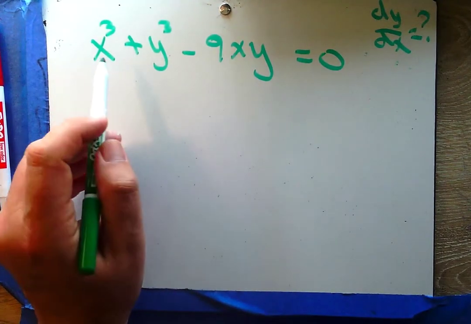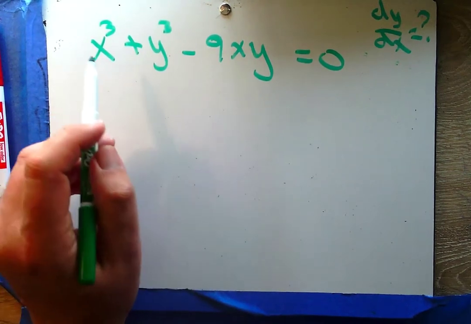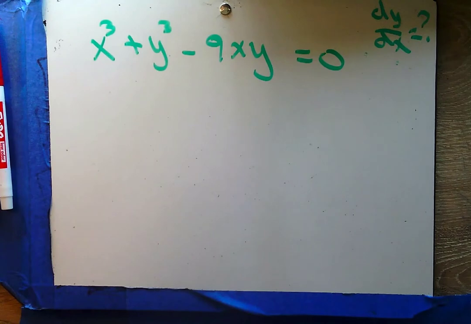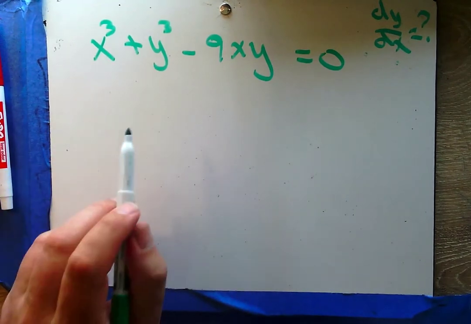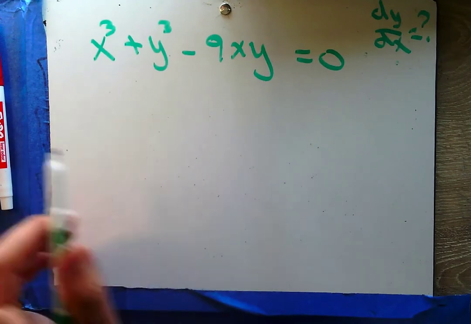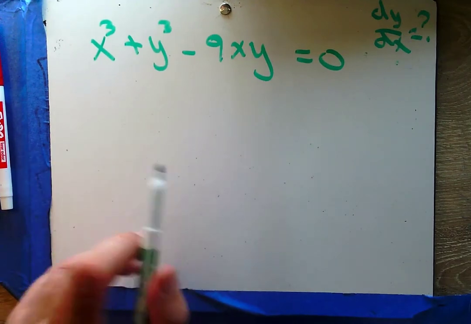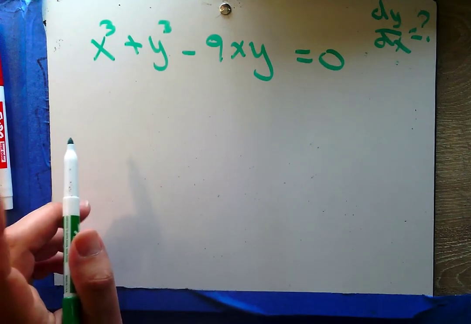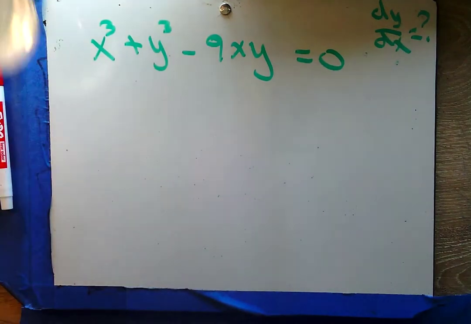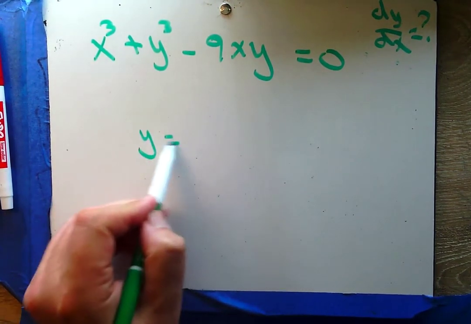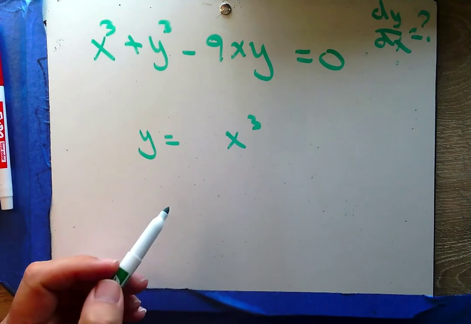So what I'm going to do is take the derivative implicitly. And I guess the first thing I want to say before that is we've been doing implicit differentiation all along. We've been using chain rule all along. We just haven't noticed it. For example, let's talk about this: y equals x to the third.